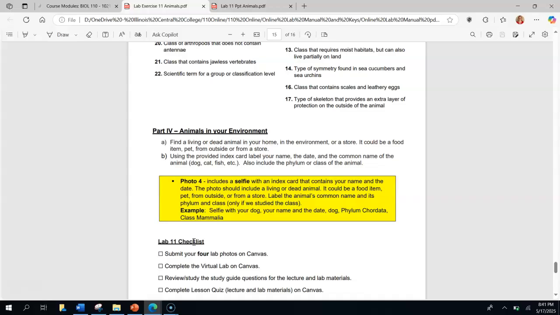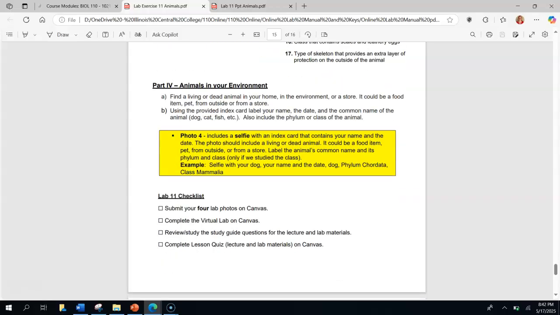Dogs are in the phylum Chordata, and they're in the class Mammalia. If you don't have an animal at your house, it doesn't have to be alive. If you have a bag of chicken, or you have shrimp in the refrigerator, or deli meat, those are from animals. Those would all be fine for this particular photo.